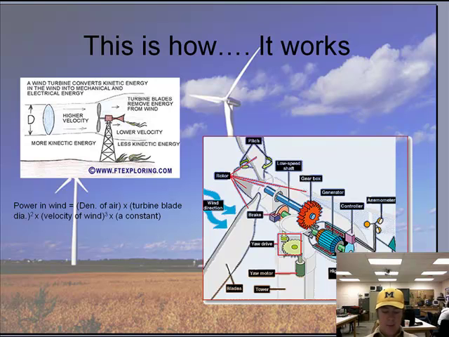How wind energy works. Power in wind is calculated using a formula: the density of the air times the diameter of a turbine squared times the velocity of the wind cubed times a constant gives us the power in wind. A turbine is turned by the wind, which turns a gearbox, which turns a shaft, which is connected to the mechanism needed to generate electricity.